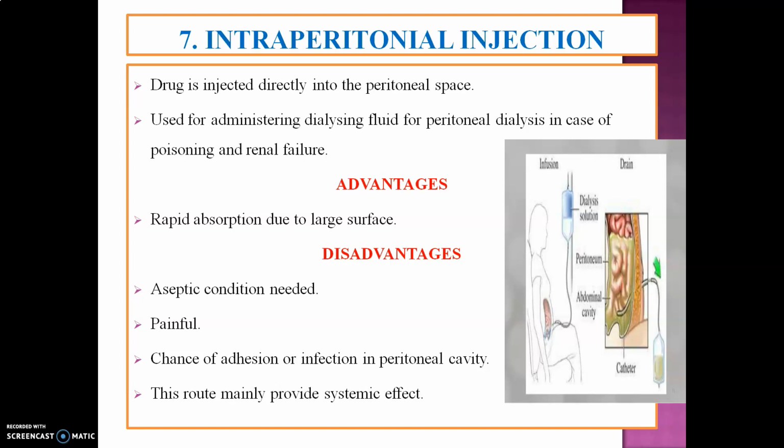Disadvantages: strict aseptic techniques are needed, it is quite painful, and there is a chance of adhesion or infection in your peritoneal cavity, and mainly this route provides a systemic effect. It does not provide any kind of local effect, it provides a systemic effect. So that is intraperitoneal injection, because it is administered into the peritoneal cavity.